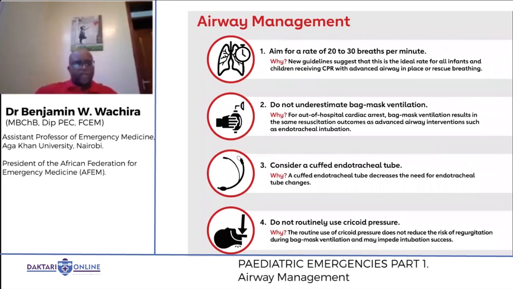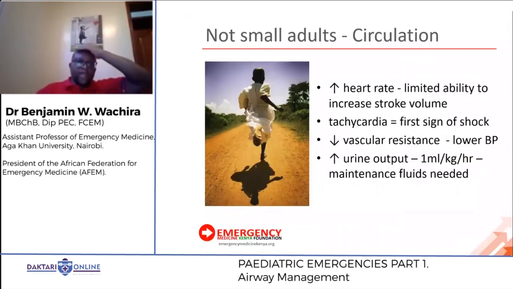And then we are now into cuffed tubes, really. I think we're trending away from uncuffed tubes. And then again, cricoid pressure, that kind of went out of fashion many years ago. But in a child, again, really worried because the child's cartilages are not fully formed, so quite collapsible, and you may actually close off the airway in your attempt to put cricoid pressure on the child. So these are quick things in your airway management that you want to look out for when you're handling a child.